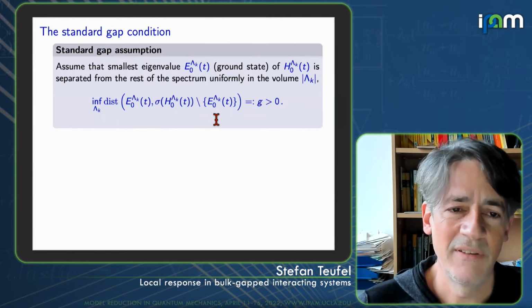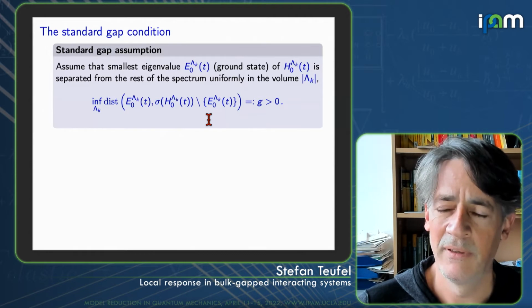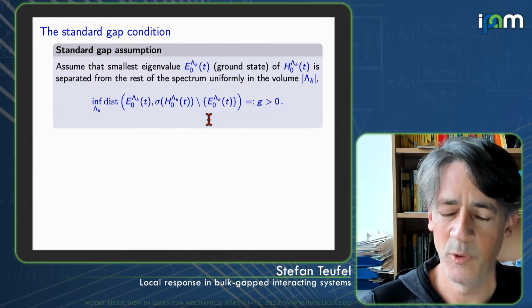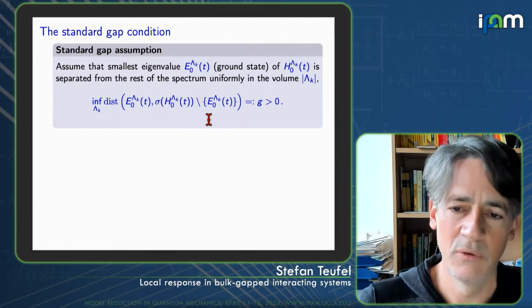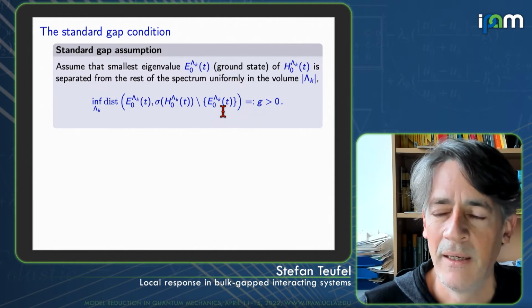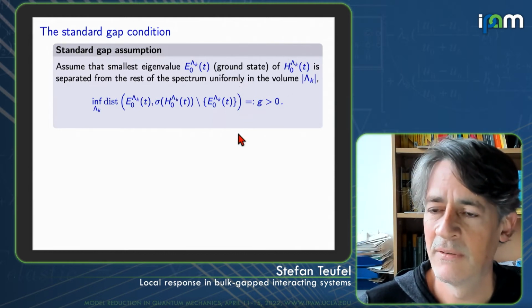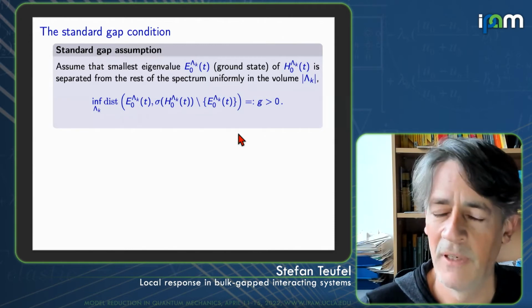Let me mention that this is a highly non-trivial condition, because the dimension of our Fock space is exponential in the volume of Lambda_k. So it's 2 to the Lambda_k. And the norm of this matrix here is linear in the volume of Lambda_k.